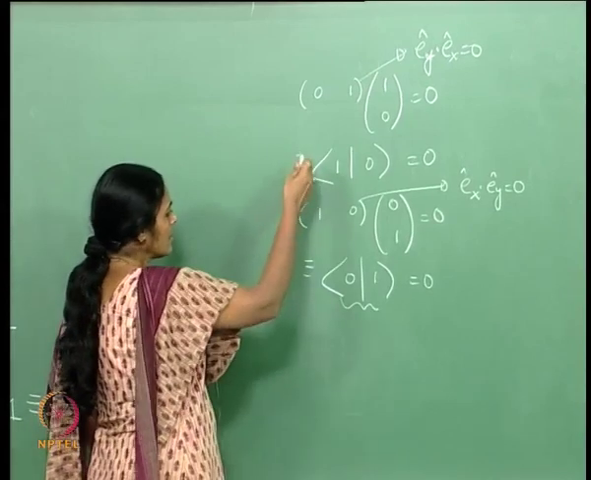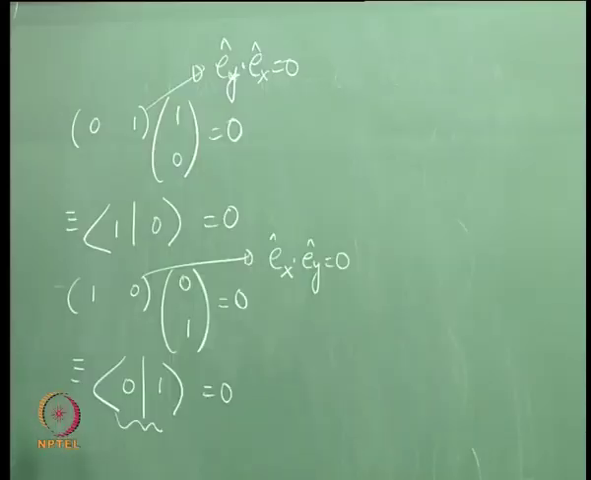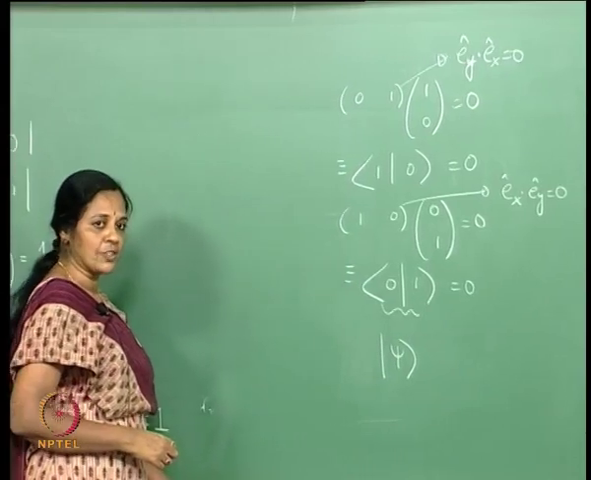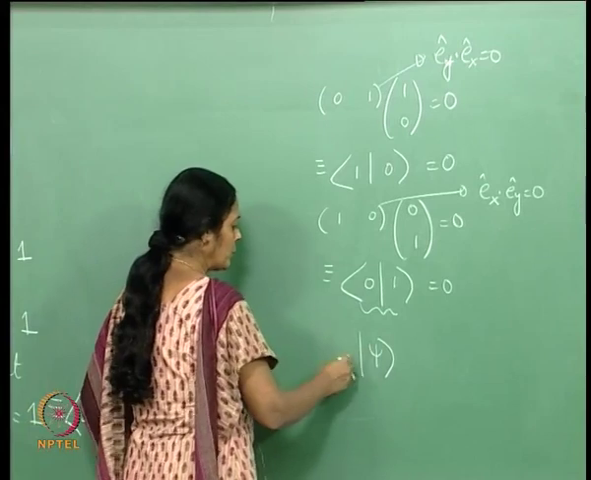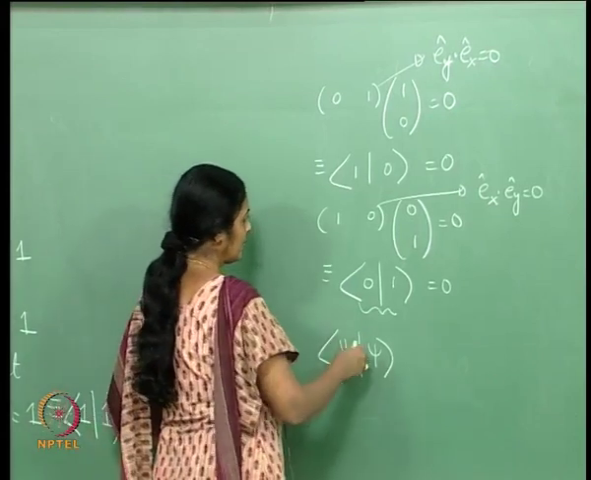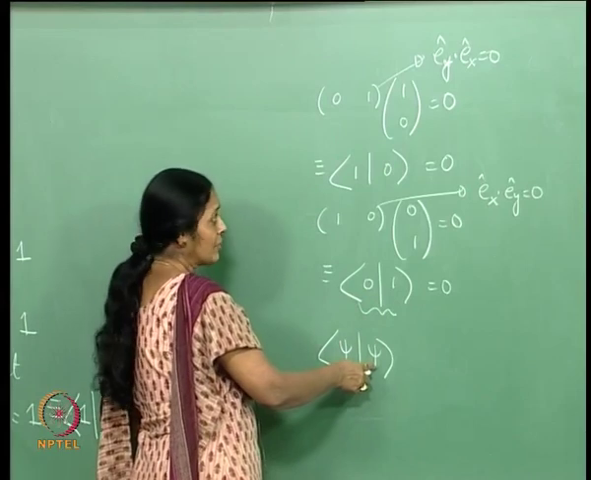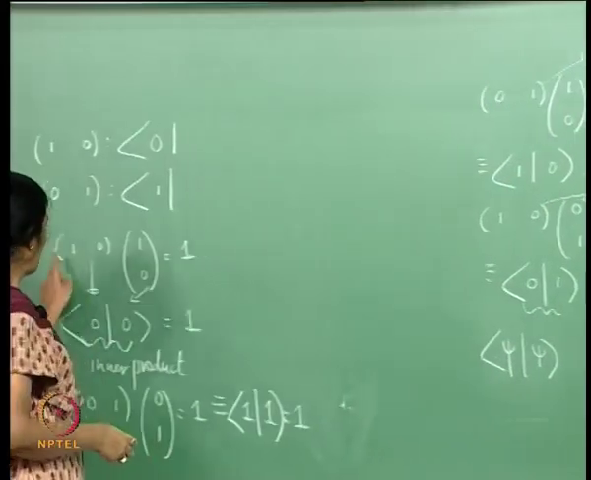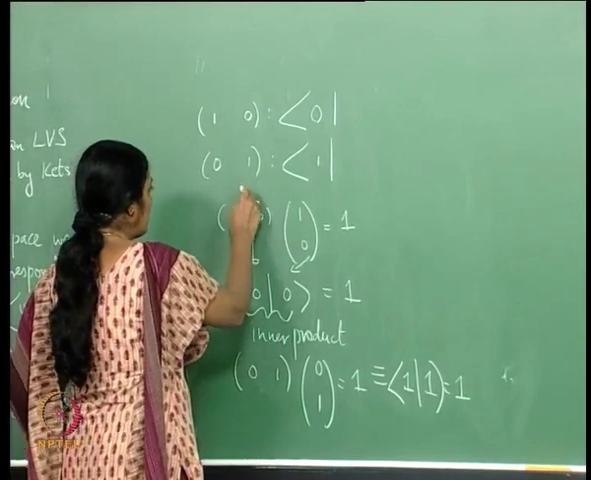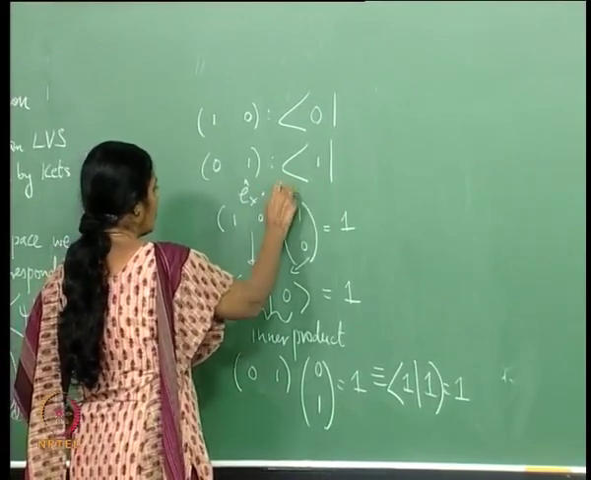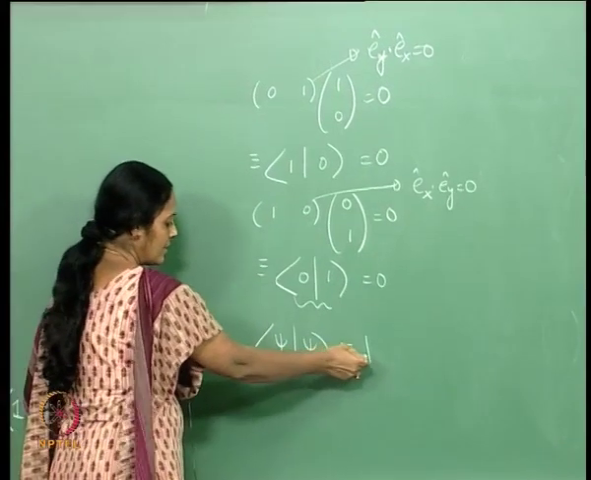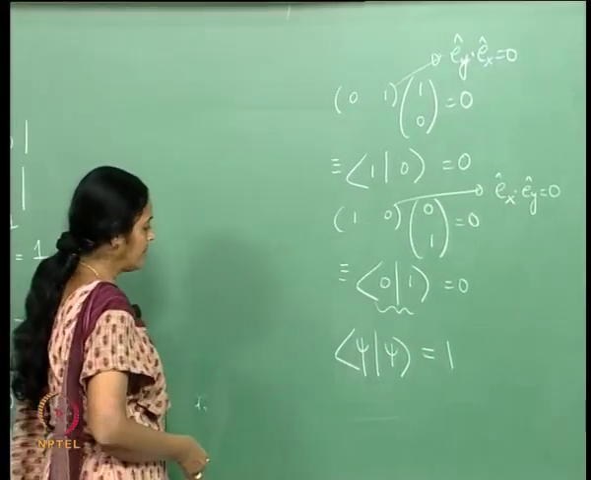Certain properties of the scalar product emerge. I can generalize this. So, if I have a state psi in a linear vector space, the inner product of psi with itself would be this object. And if psi were normalized to 1, look at this example, for instance, 1 0 with 1 0 is 1. That means that this is normalized to 1. Remember, this is the same in the other notation to ex dot ex is 1. So, if it is normalized to 1, then the fact that it is normalized to 1 is represented in this fashion.